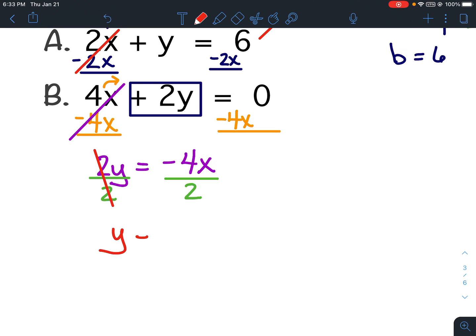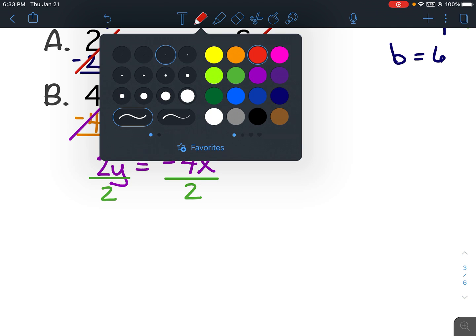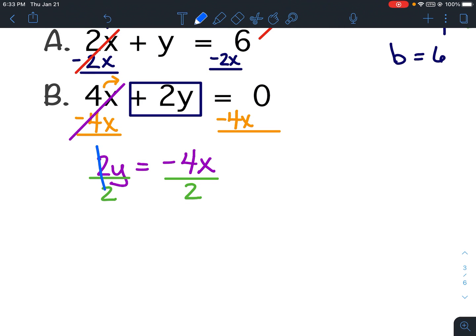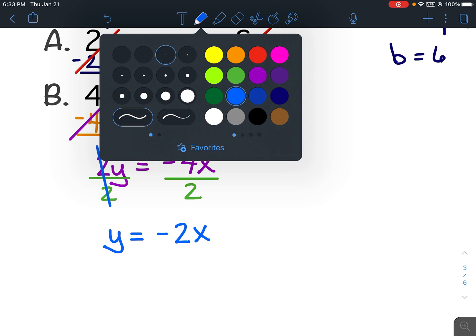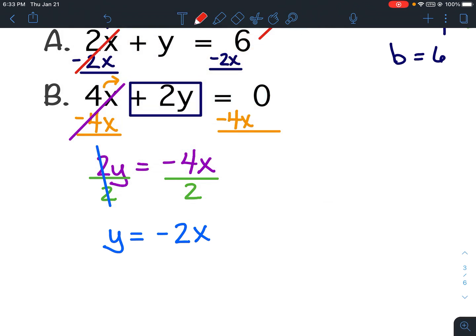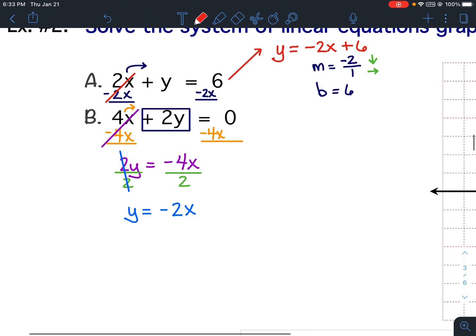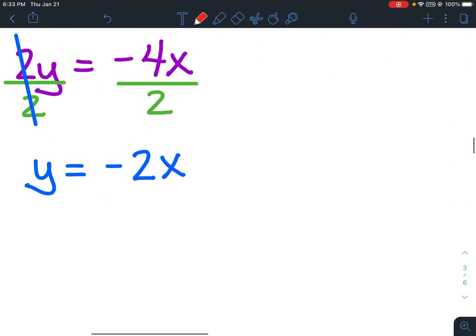So y equals, sorry, I'm going to put it in a different color. Y equals negative 2x. The slope of this equation is the number in front of x. So that would be negative 2, but I want to make it a fraction, so I put it over 1.